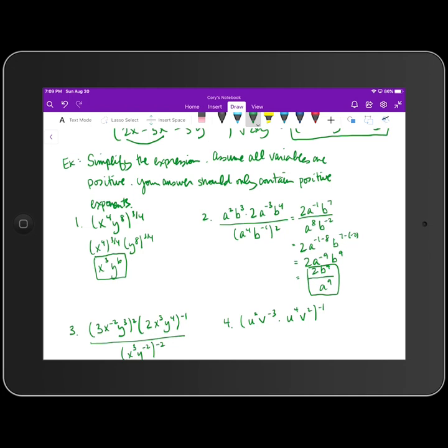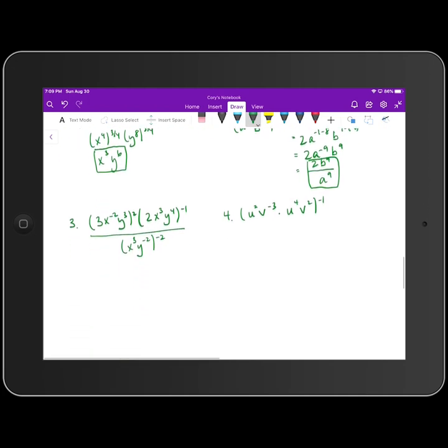All right, so that is that expression simplified completely. Okay, I want to see you guys give numbers 3 and 4 a try. So go ahead and get those copied.